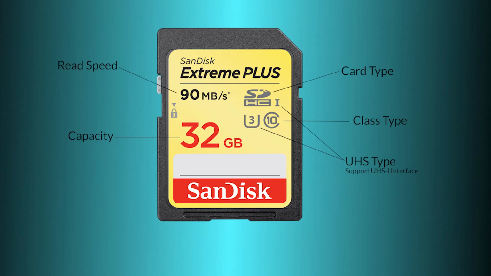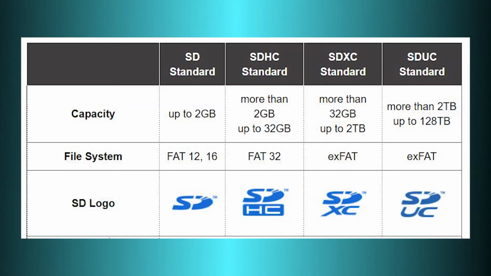SD cards have a few different standards, and it's always going to be SD followed by two letters. So SD standard is really small, it's only up to 2 gigs of storage. Then the next one up is SDHC standard, which is cards that are over 2 gigabytes in size and up to 32 gigabytes in size.